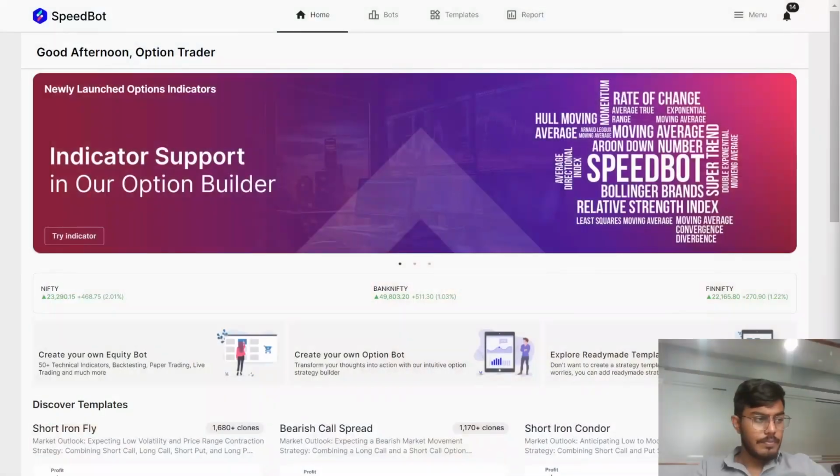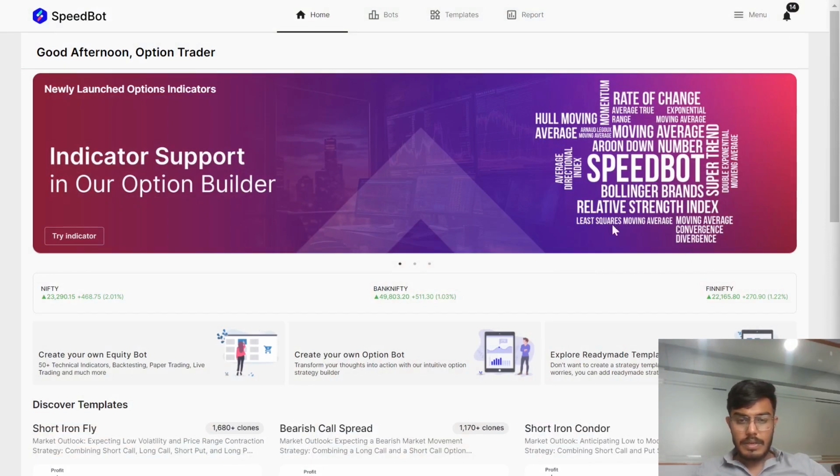Let us say you have family and friends whom you want to introduce to algo trading, and you want to make them understand how Speedbot makes your daily trading activities easier. We have a refer and earn program. Let me share my screen and show you how you can do it. Give me a heads up if you are able to see my screen.